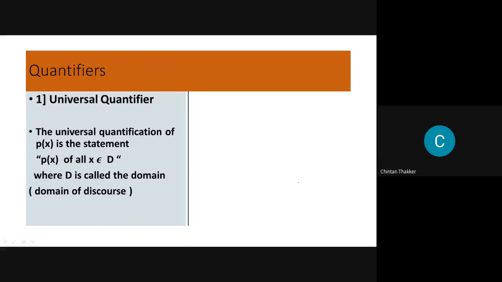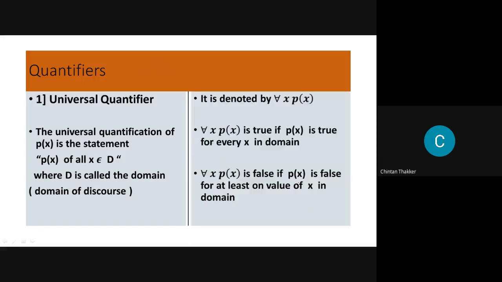It is denoted by the universal quantifier symbol: for all x, P(x). This is the notation for the universal quantifier, for all x P(x).